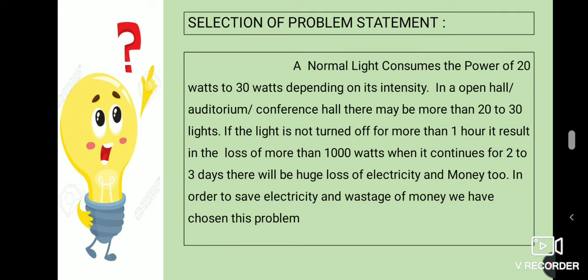Selection of problem statement. A normal light consumes 20 watts to 30 watts depending upon the intensity. In an open hall or auditorium, there may be 20 or 30 lights. If the lights are not turned off for more than 1 hour, the result is a loss of more than 1000 watts. When it continues for 2 or 3 days, it is a huge loss of electricity and money too. In order to save electricity and money, we have chosen this project.